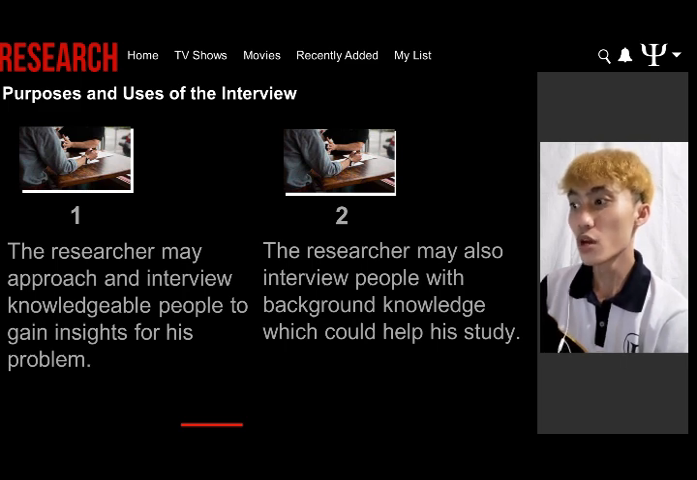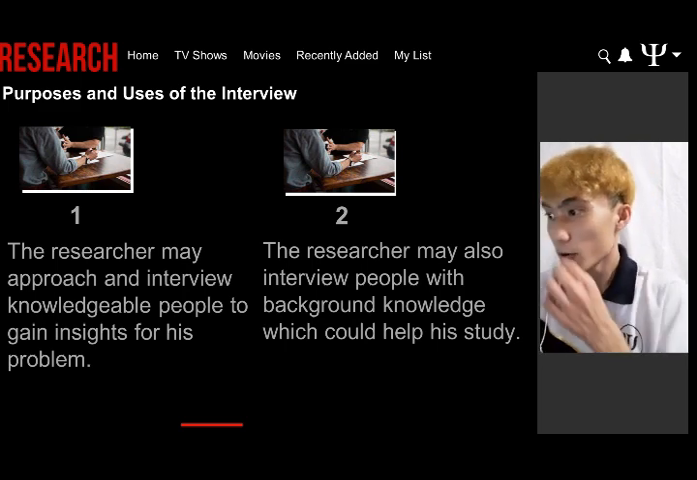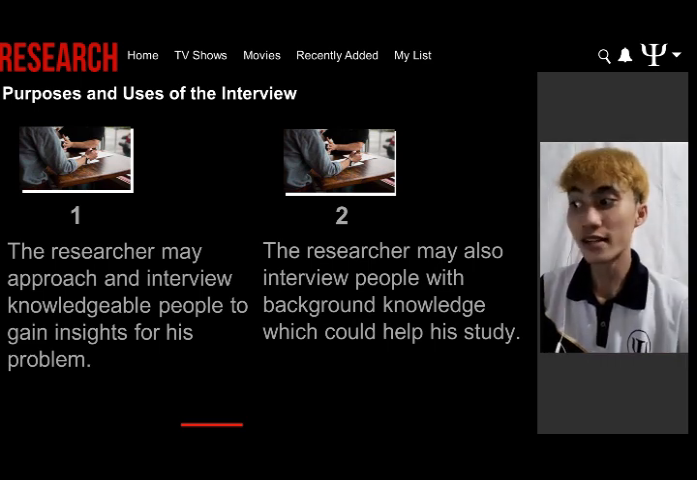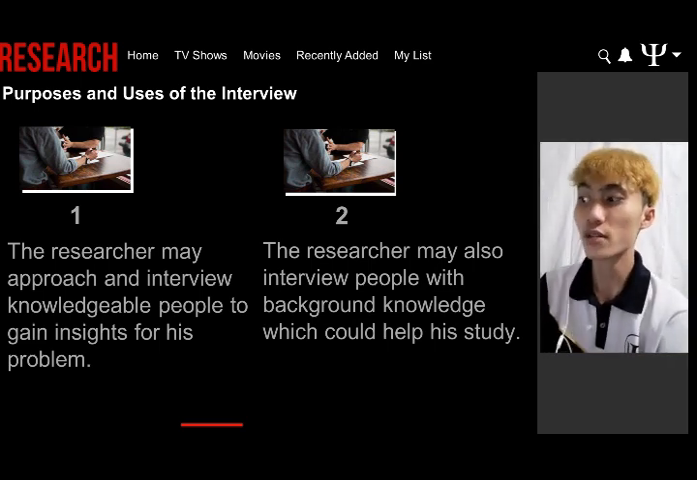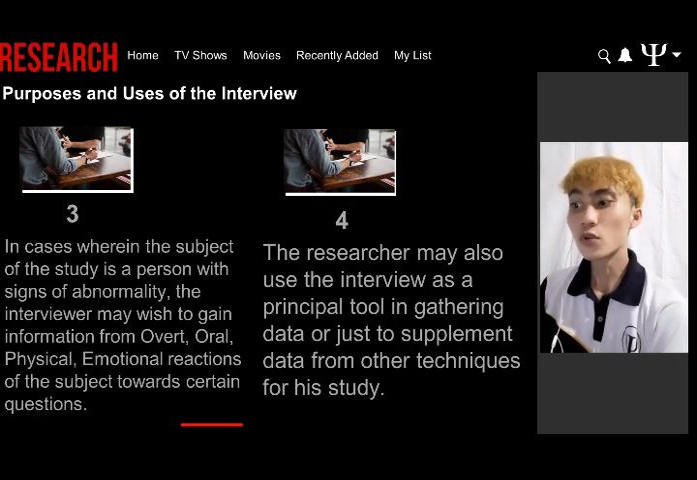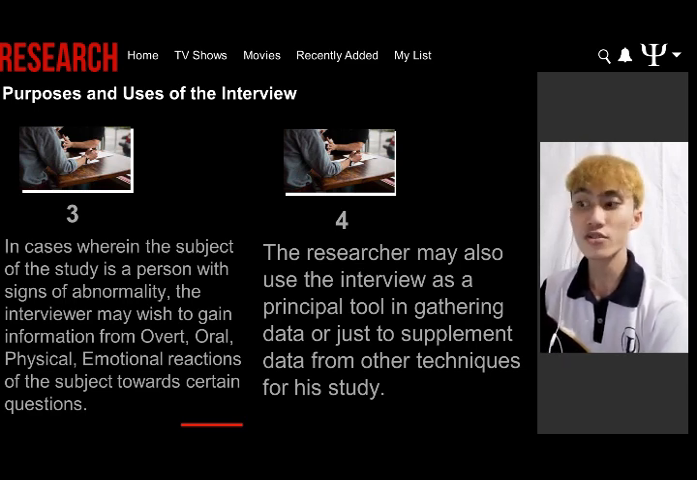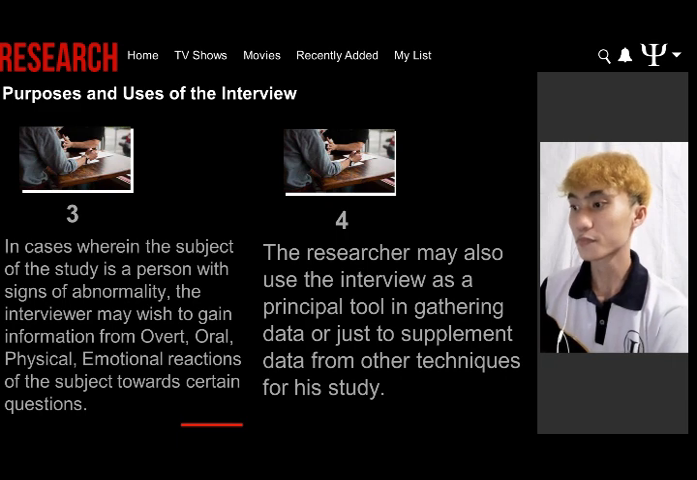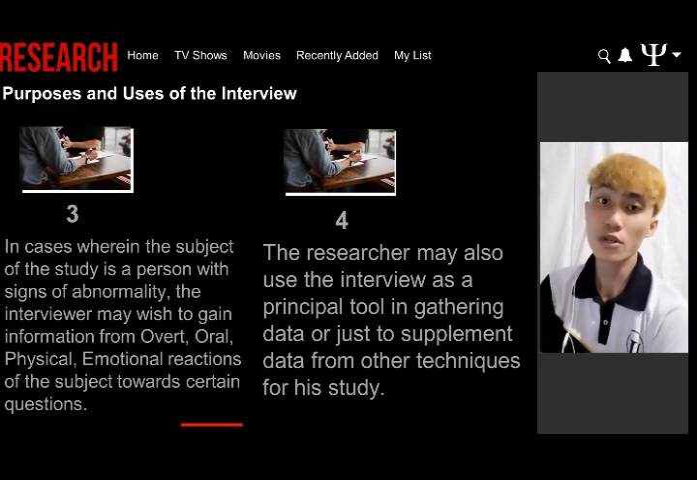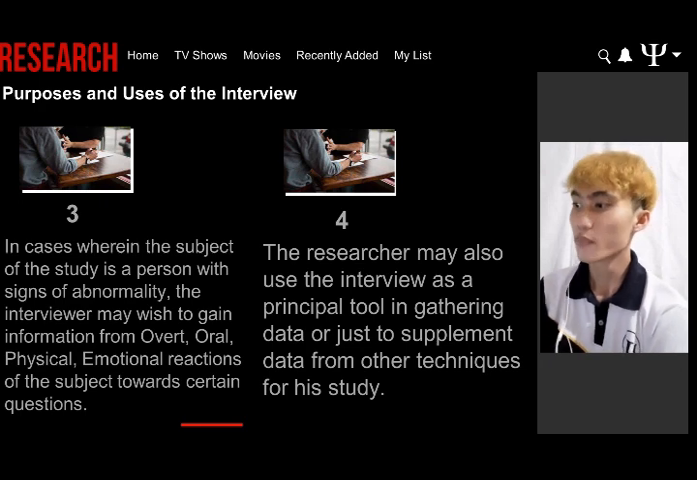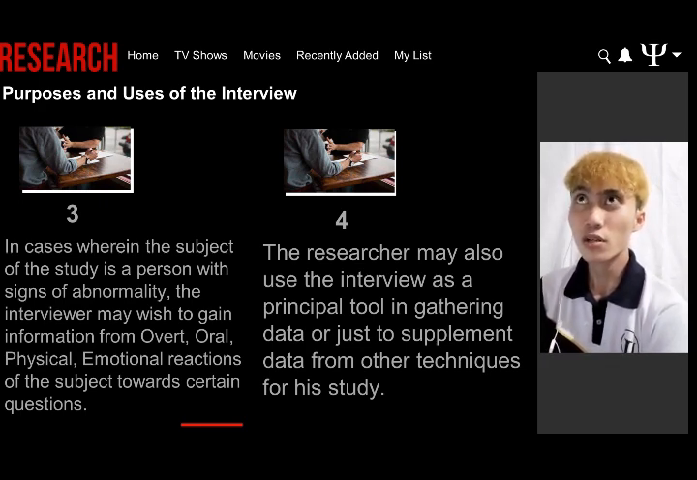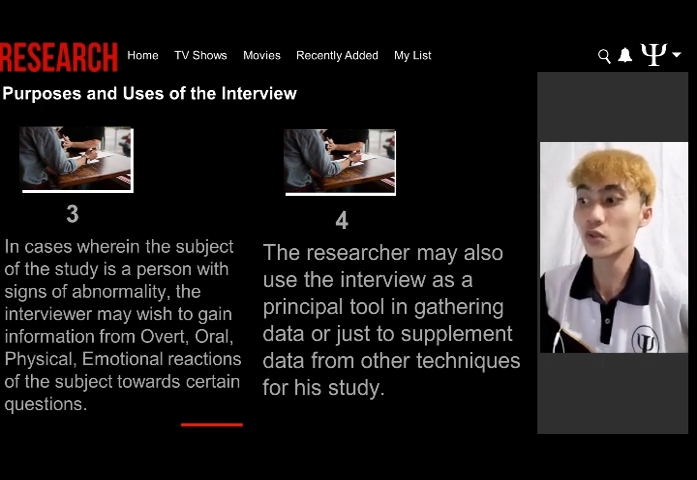The researcher may ask about the proper construction and validation of a questionnaire, or who can make any contribution to the enrichment of his study. Third, the interviewer may also wish to gain information from overt, oral, physical, or emotional reactions of the subject towards certain questions. In which cases, when the subject of the study is a person with some signs of abnormality, the interviewer may gain information from the overt, oral, physical, and emotional reactions of the subject towards certain questions to be used for possible remedy of the abnormality.